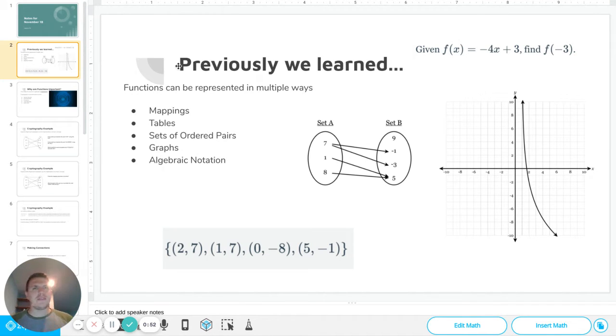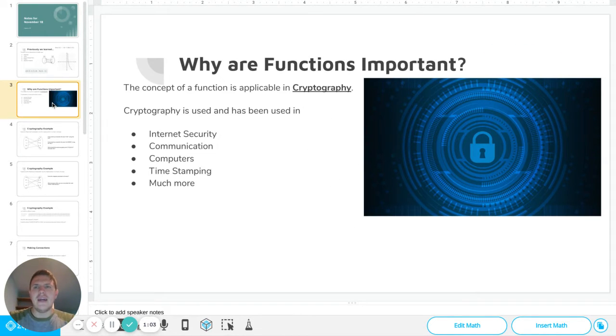What about if we were to flip this on its head and look at it as, can I use functions to decipher and encrypt words? Well, we absolutely can. The concept of a function is applicable to something called cryptography, which is used in many different places, such as internet security, communication, computers, timestamping, and so much more. A lot of it deals with the security you have on your cell phones or even on your Chromebooks.